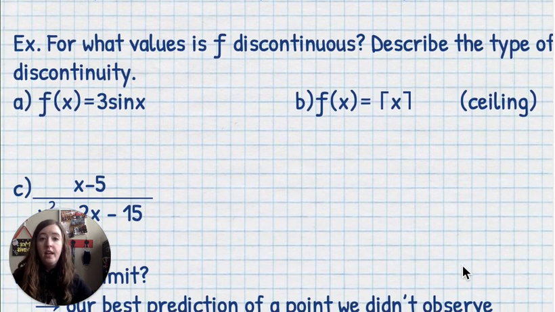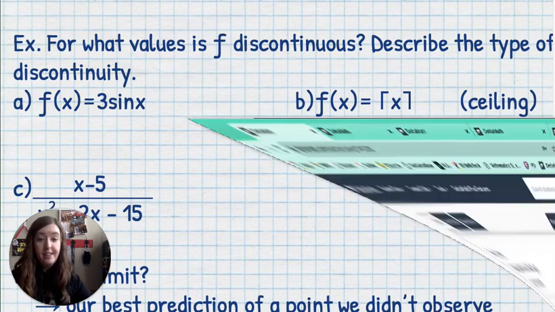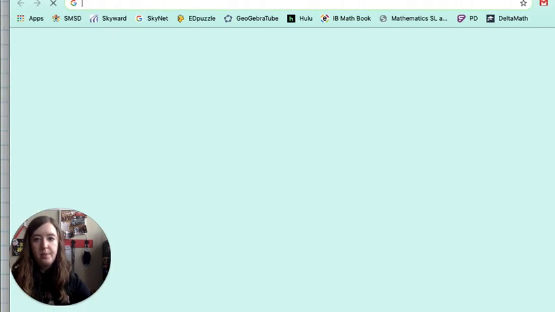So we want to find out for what values is f discontinuous, and then describe the type of discontinuity. So what might be helpful is to go ahead and look at this in a graph. So I'm going to go ahead and open up Desmos.